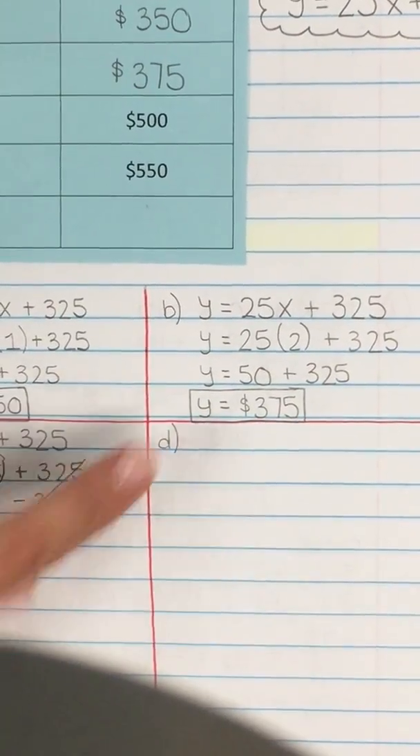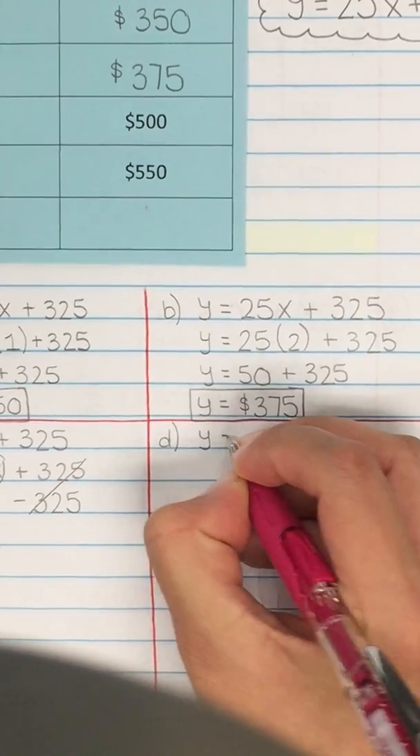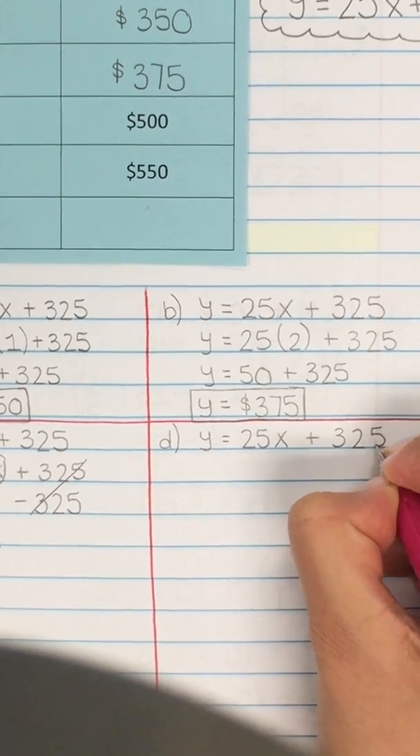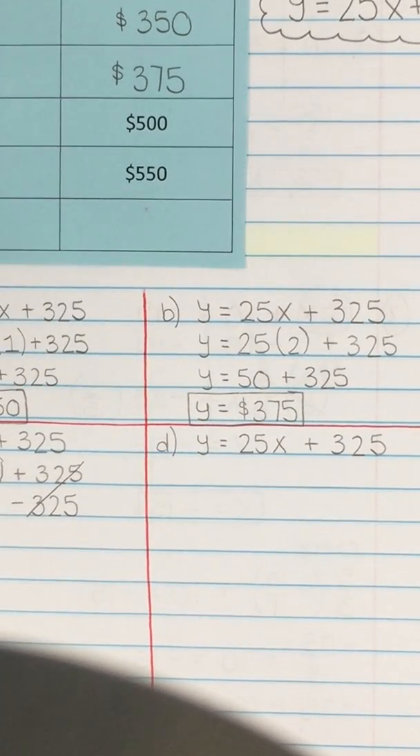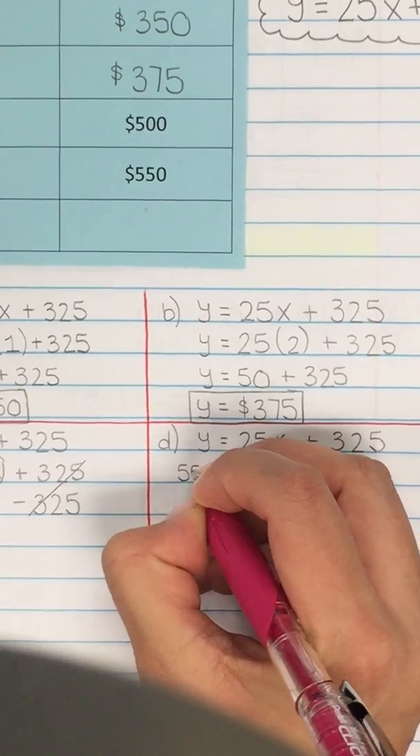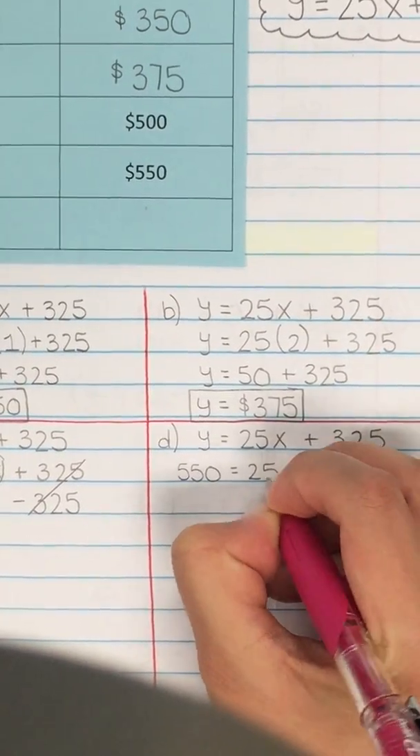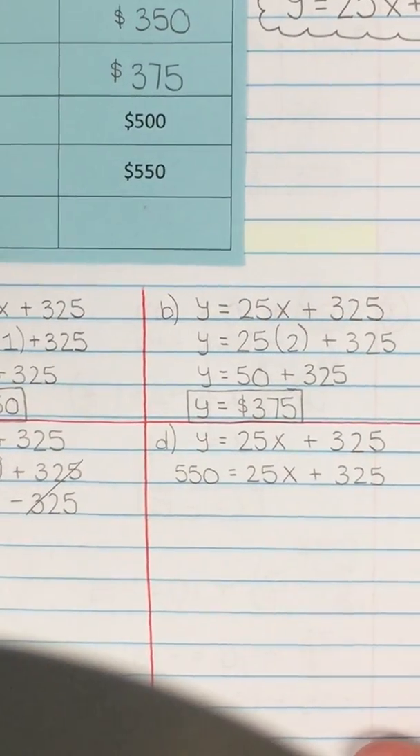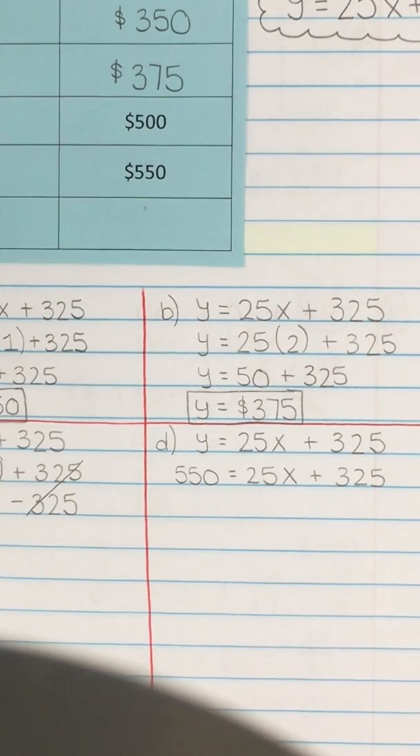Okay. First thing we write down, though, every single time is the equation. The equation does not change. Go ahead and substitute the $550 in for Y. And now you're ready to solve for X, which is our missing variable, and I'll give you about 30 seconds.